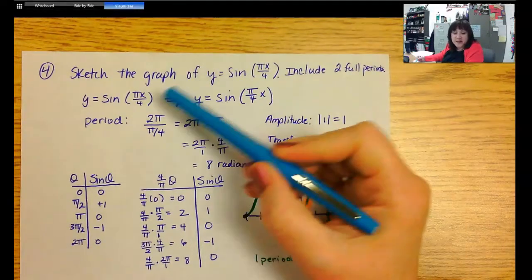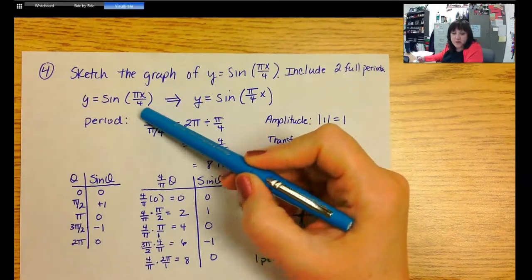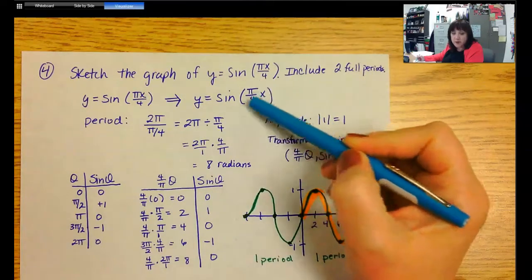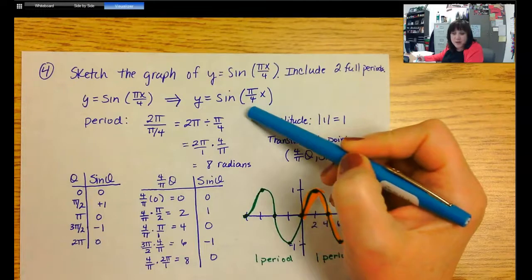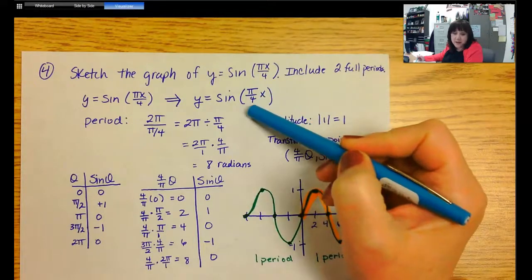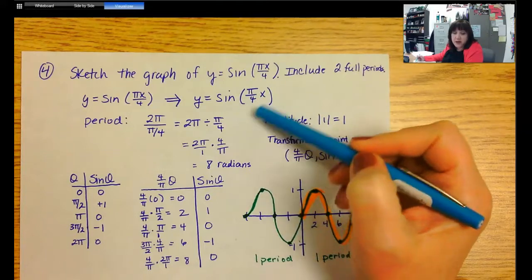All right, so what does this pi x over 4 mean? Well, that's the same thing as pi over 4 times x. Remember, pi over 4 would be a number, right? Because pi is just a symbol for a number, and then you're over 4. So it's just a fraction, and an x.